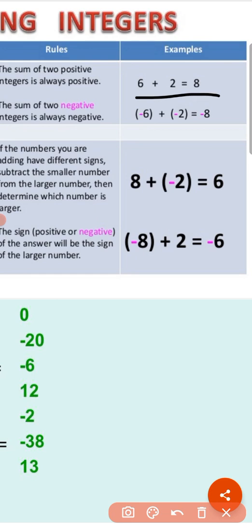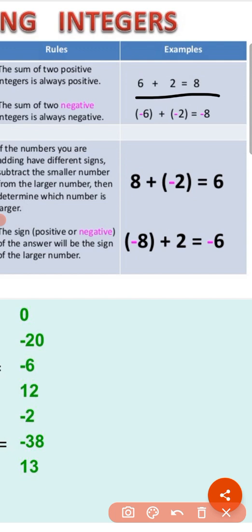Here 6, 2 and 8 are positive integers. A number without sign is considered as a positive number. So, when we add two positive integers, our sum is also a positive number. The sum of two positive integers is always positive.